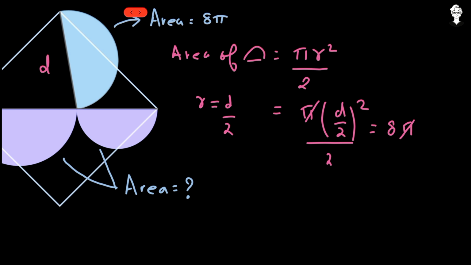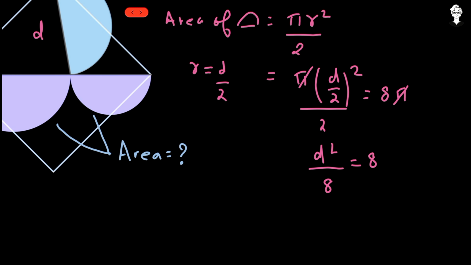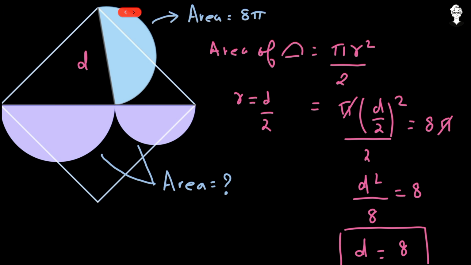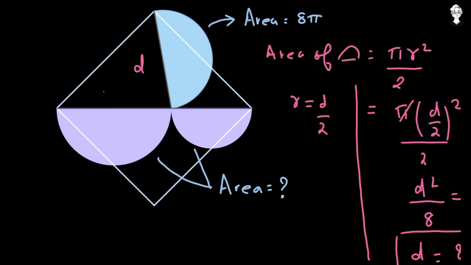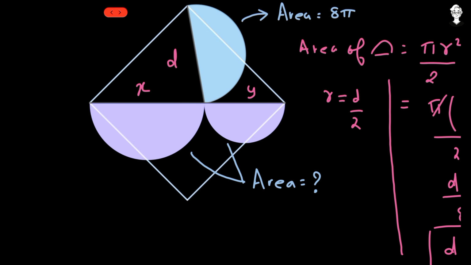So pi and pi got cancelled out, we'll finally get d square upon 8 as equal to 8. And when you simplify this, you will get that the value of d is equal to 8. So here we have got the diameter for this blue semicircle, that is 8, and using this we can even get the radius, but we don't need it, so I just directly found the diameter. Okay, now I will take the radius for this bigger semicircle as a variable x and the diameter for this smaller semicircle as a variable y. Now x is the length from here to here and y is the length from here to here. This means the complete length of the diagonal of the particular square becomes x plus y. This is the length of the diagonal of the square.